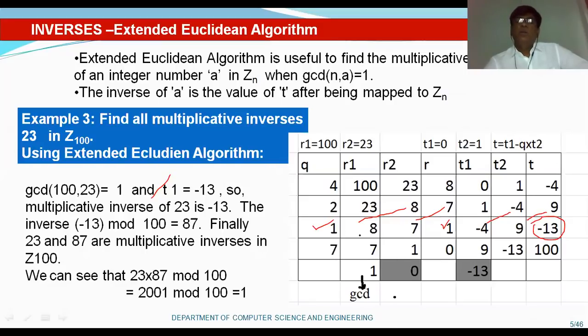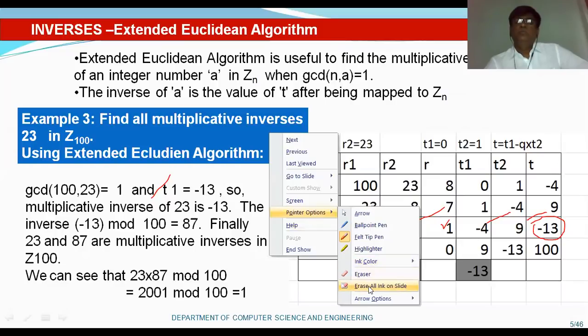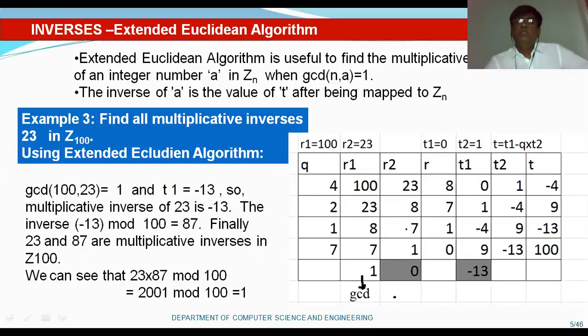Now come to the fourth row. For the fourth row, this 7 comes to here. This 1 comes to here. So 7 and 1. When dividing 7 by 1, 1 times 7 is 7. Its remainder is 0. So we got the remainder 0. And this is the new T1. This is the new T2.